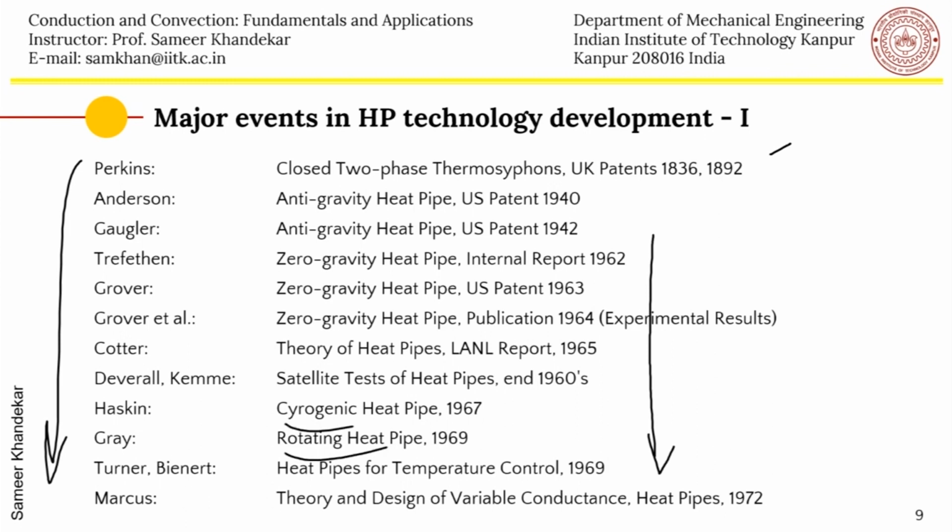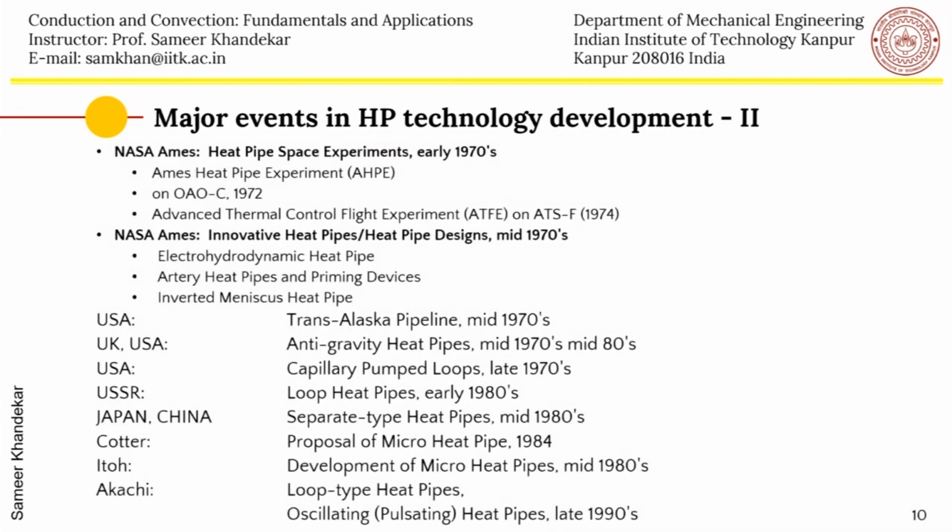in the 70s, NASA Ames had the heat pipe space experiments. The heat pipe flew in space. Later on, other designs of heat pipes like arterial heat pipes, inverted meniscus heat pipes, etc. were developed. And then in recent history, micro heat pipes came. After that, the loop heat pipes and the pulsating heat pipes or oscillating heat pipes were introduced in the 1990s. In between, of course, we have the development of capillary pumped loops and loop heat pipes, which we will talk about in the later lectures.